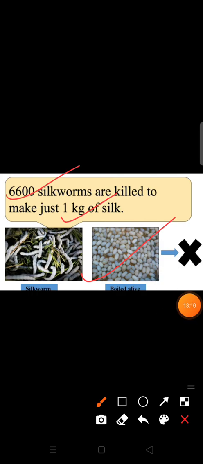So today India and China are the two main producers of silk, and sericulture has become an important cottage industry in many countries such as Brazil, France, Italy, Japan, Korea, Russia, and China and India also. India and China are producing more than 60% of the world's annual production of silk.